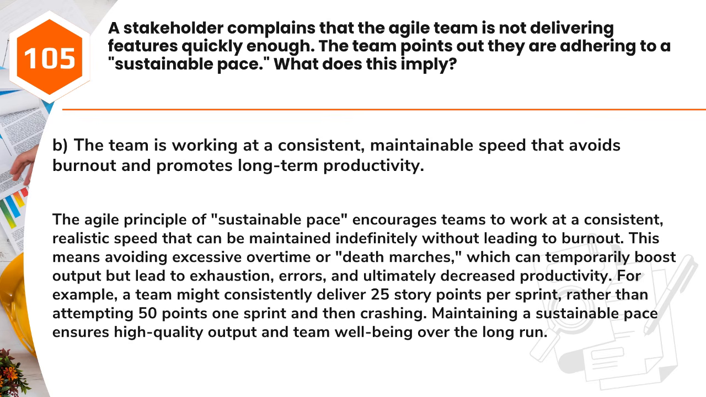Answer: B. The team is working at a consistent, maintainable speed that avoids burnout and promotes long-term productivity. The Agile principle of sustainable pace encourages teams to work at a consistent, realistic speed that can be maintained indefinitely without leading to burnout. This means avoiding excessive overtime or death marches, which can temporarily boost output but lead to exhaustion, errors, and ultimately decreased productivity. For example, a team might consistently deliver 25 story points per sprint, rather than attempting 50 points one sprint and then crashing. Maintaining a sustainable pace ensures high-quality output and team well-being over the long run.